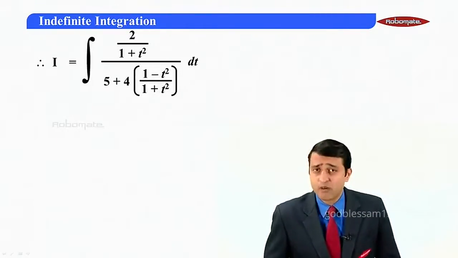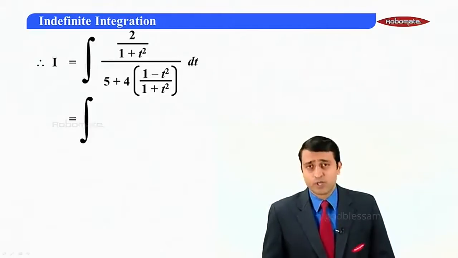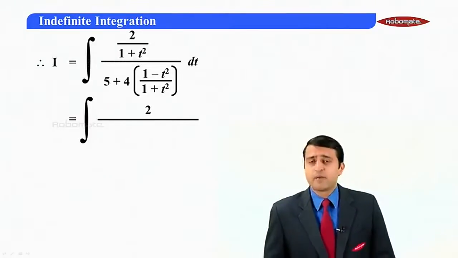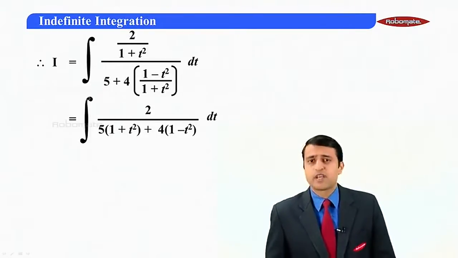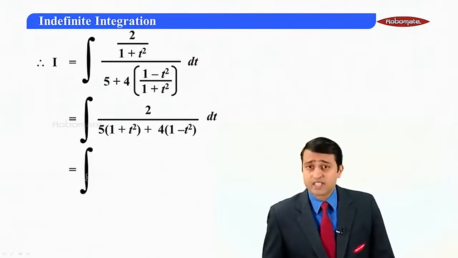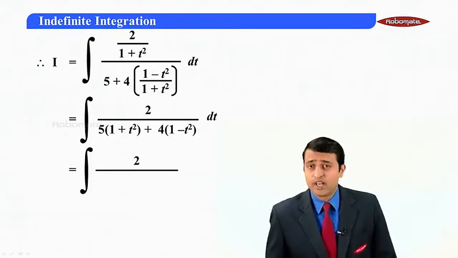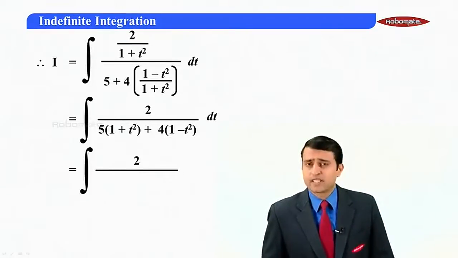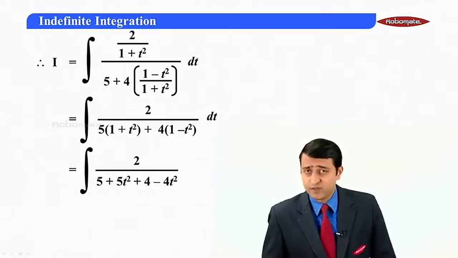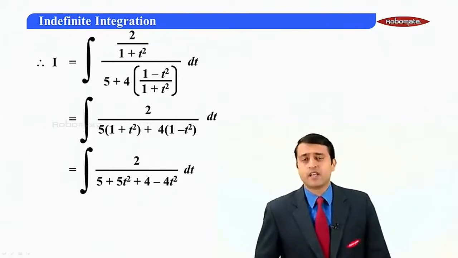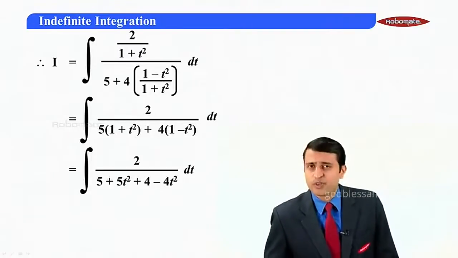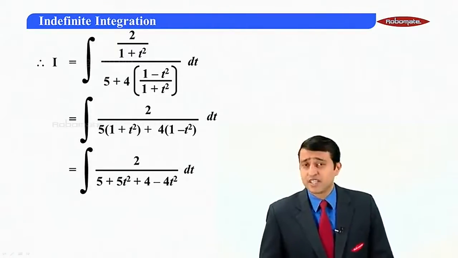Next step is pretty obvious. We will take LCM. So the numerator will be 2. In the denominator I will have 5 into 1 plus t square plus 4 into 1 minus t square dt. So in the next step, can I write it as 2 upon, now my dear students, if I open the brackets in the denominator, I get 5 plus 5t square plus 4 minus 4t square dt. Now 5t square minus 4t square, my dear students, is 9t square.